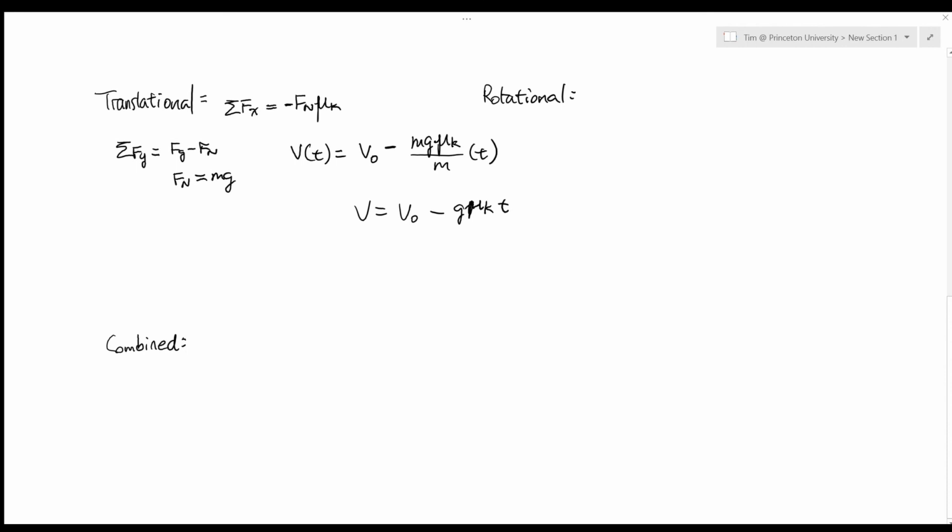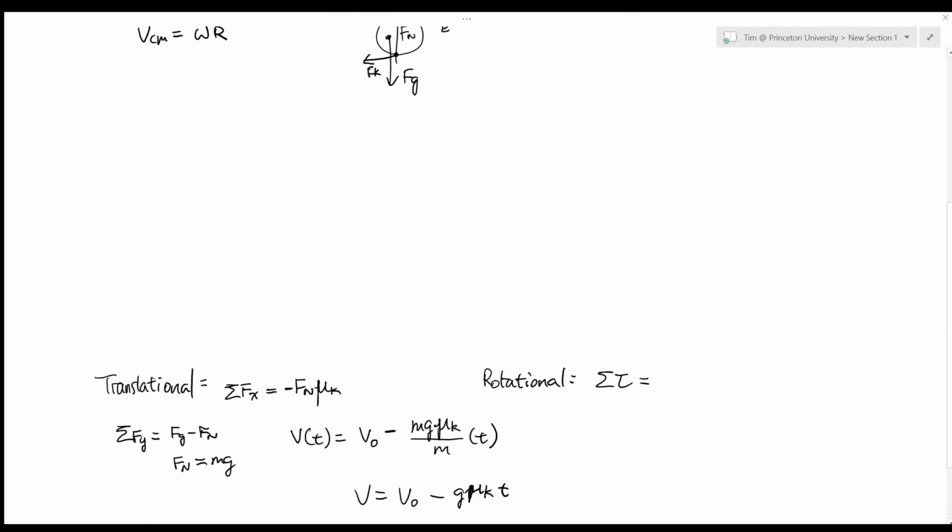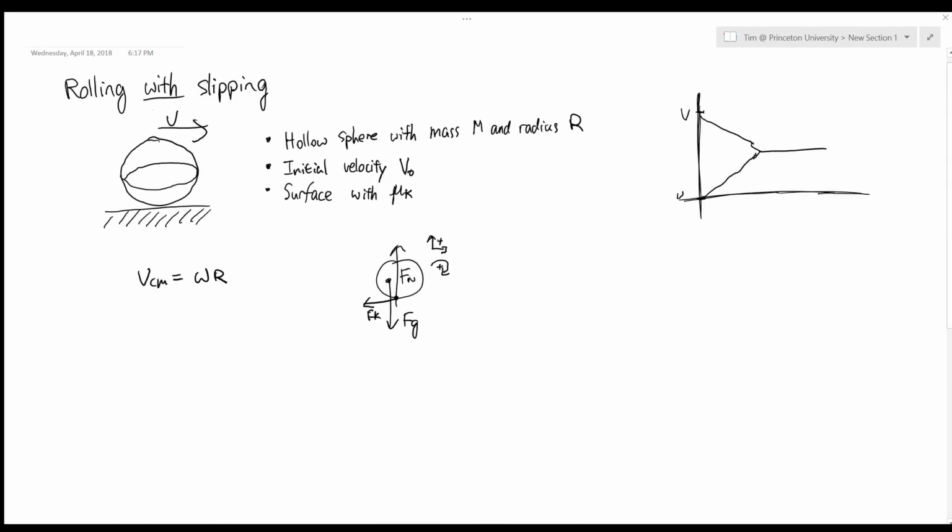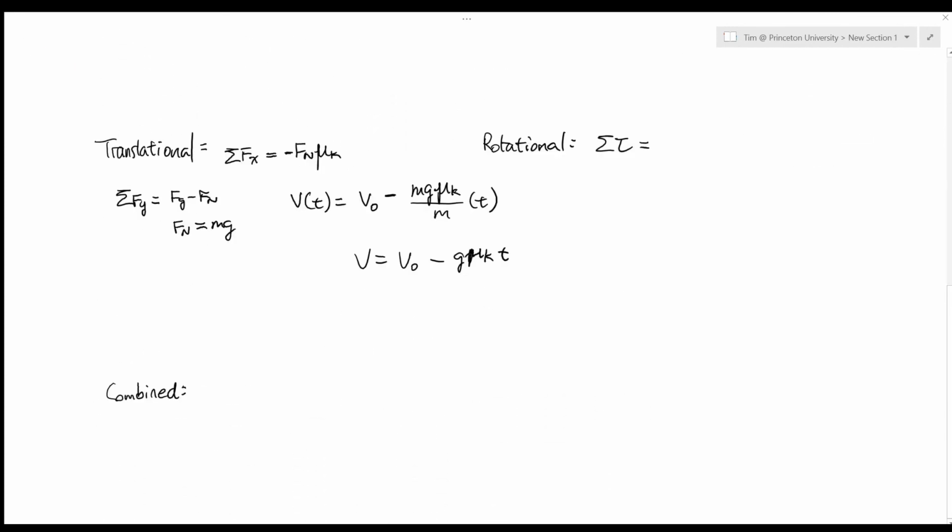Now we're going to work on the rotational part of the problem. We know that the sum of the torque is equal to whatever that frictional force was times the radius from the center of the hollow sphere. So we know that it is equal to the frictional force times r, which is also equal to the same as this part, mg mu k times r.